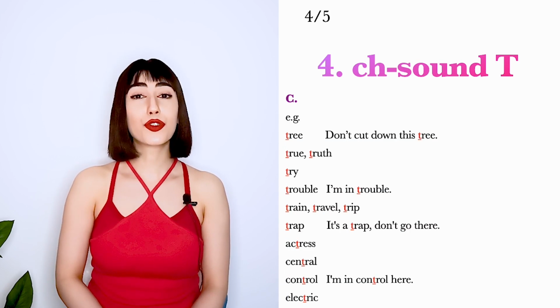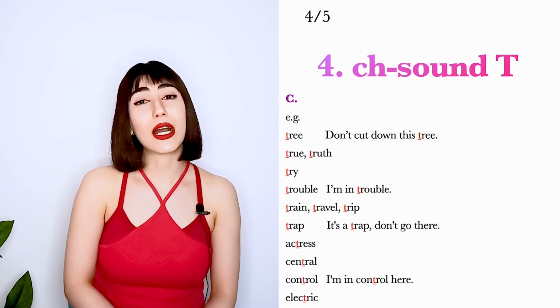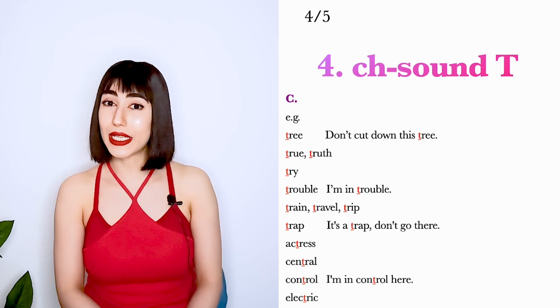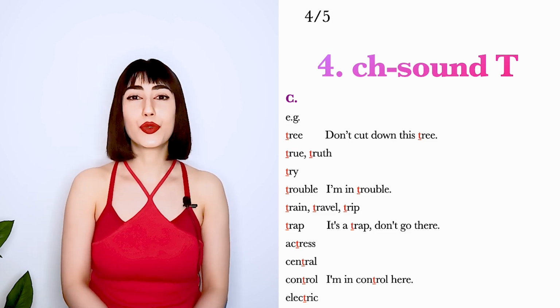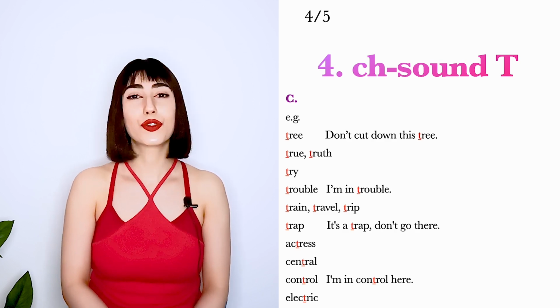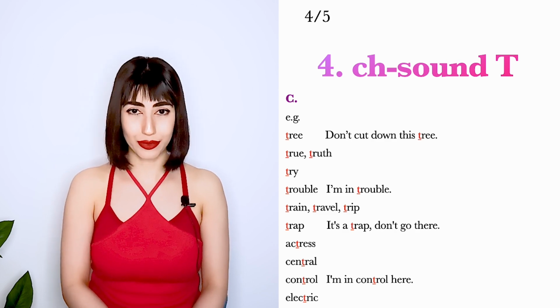Like tree instead of tree. When you say it fast, it would become chree. Don't cut down this tree. True. Truth. Try. Trouble. I'm in trouble. Train. Travel. Trip. Trap. It's a trap.